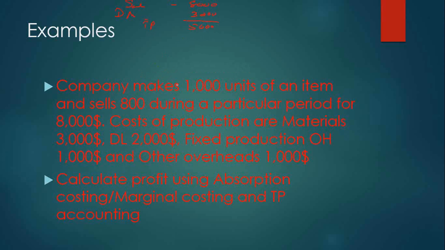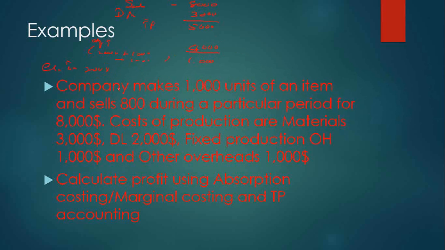All the others are called operating expenses. Operating expenses are direct labor 2,000, fixed production overhead 1,000 and other overhead 1,000. So 4,000 gone, and you have 1,000. But of course you did not sell all the units. You sold only 800 units, so there's 200 units of inventory. The closing inventory is 200 units.